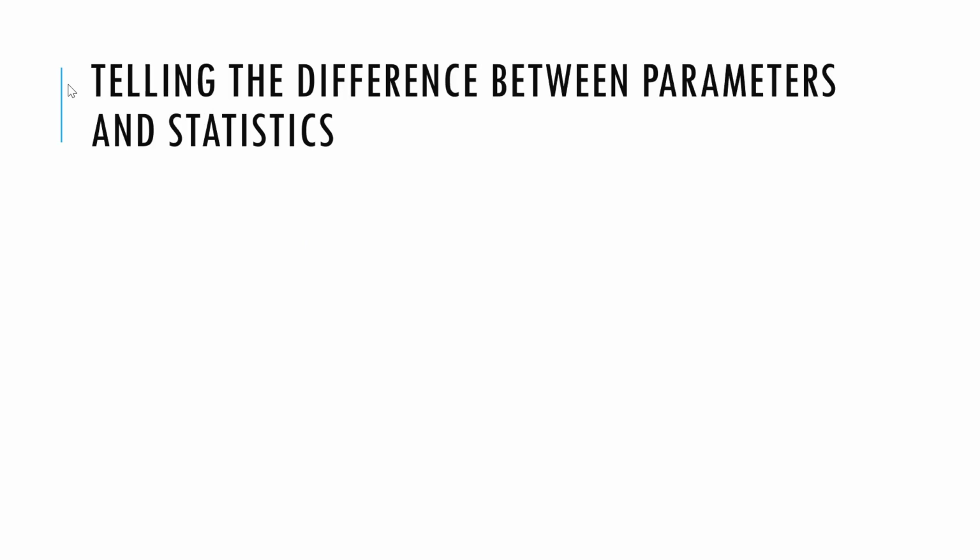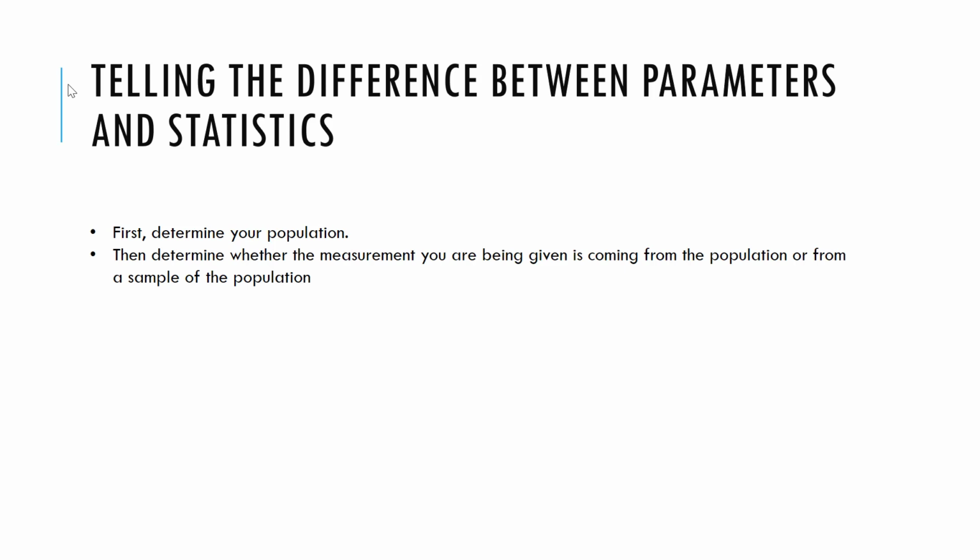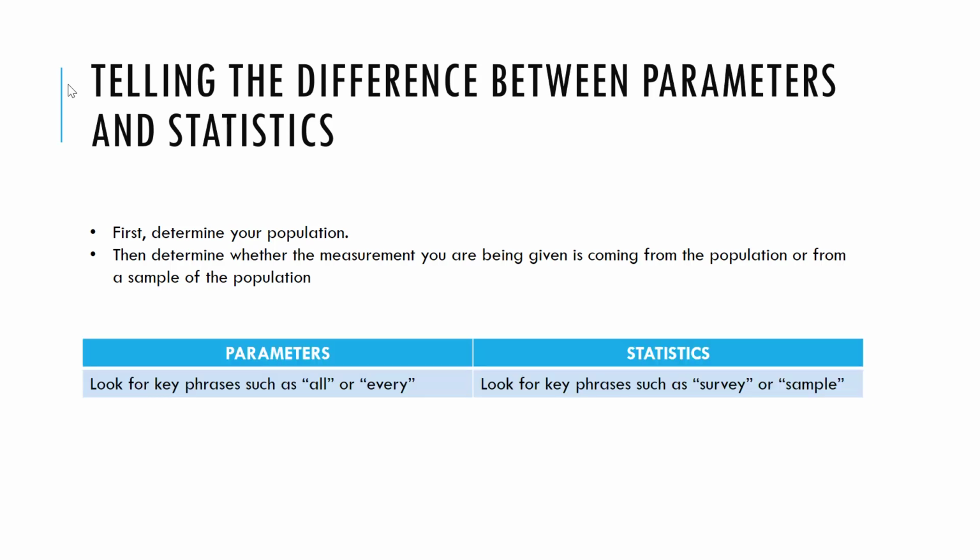How can you tell the difference between a parameter and a statistic? The first thing I usually do is to determine what my population is. Then I ask myself, is the measurement I'm being given coming from the population or is it coming from a sample? Here are some extra clues you can look for. If a measurement is a parameter, you might see key phrases or words such as all or every. If the measurement is a statistic, you might see the words survey or sample.